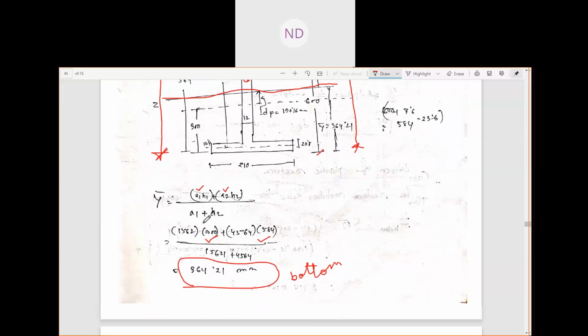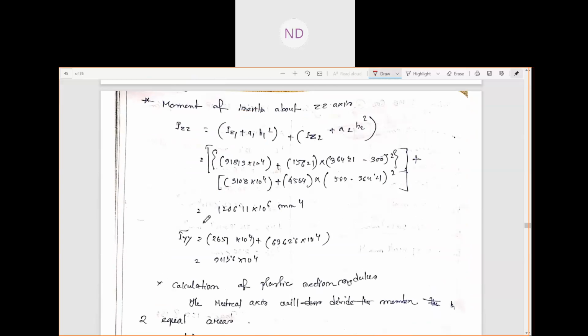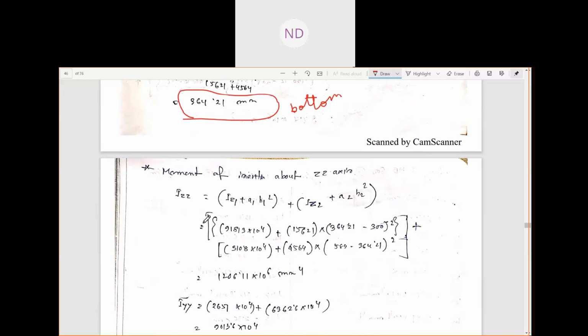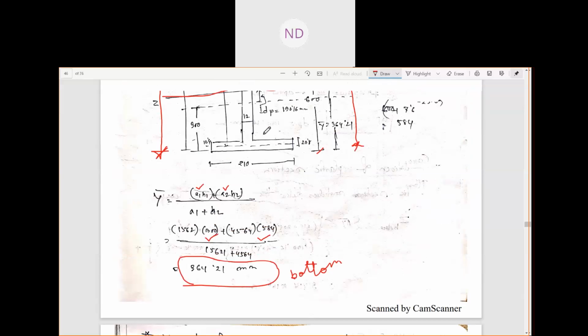Once we have found this, now we can find out our moment of inertia about the z-axis. The moment of inertia of the built-up section about the z-axis is Izz1 plus Izz2, that means the moment of inertia of the I section and the moment of inertia of the channel section.